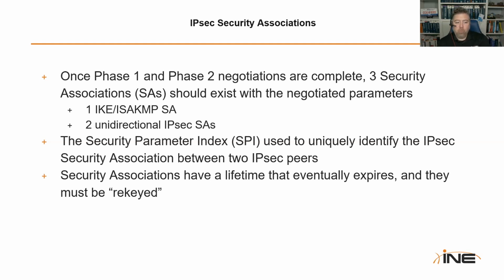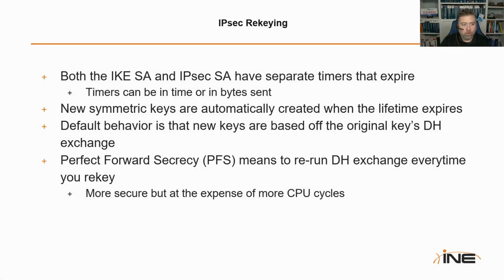Eventually, we have the lifetime expire, so either the lifetime in seconds or the lifetime in bytes. And we go through a process that we call rekeying. Okay, rekeying is when new symmetric keys are going to be created for either phase 1 or phase 2. Okay, and the default behavior is that we're going to take our original Diffie-Hellman exchange and we're going to generate new keys based off of this. So your new key is based off the previous key with the default behavior.